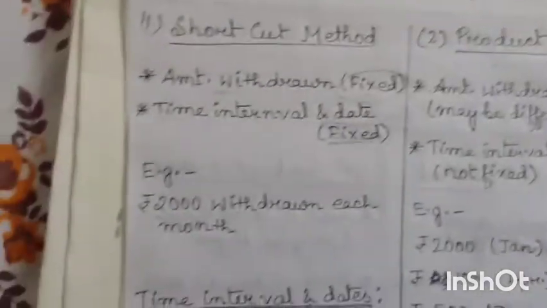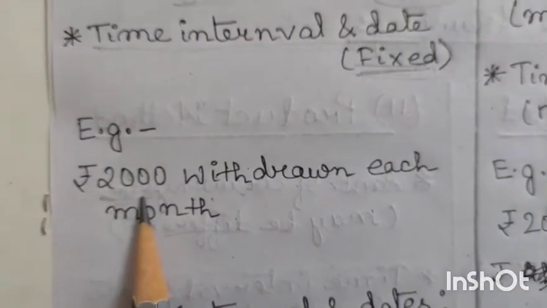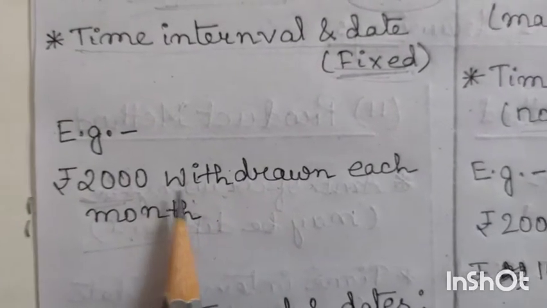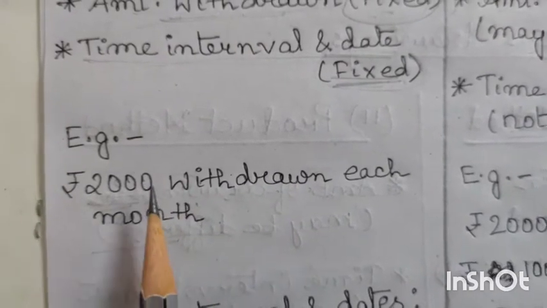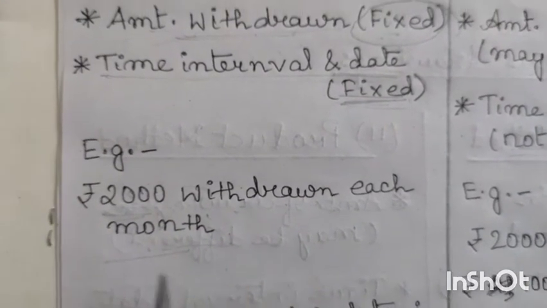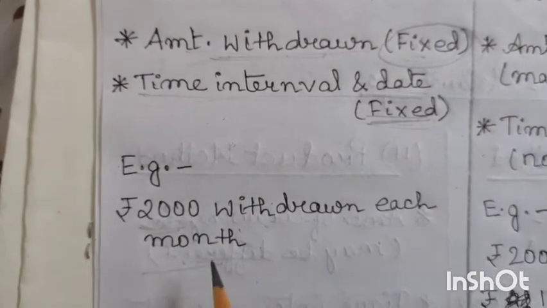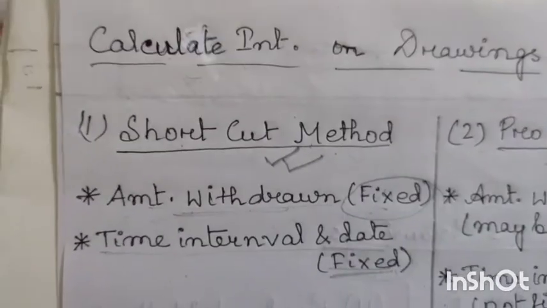What does it mean? See, I have given one example. 2000 rupees is withdrawn each month. Means in a year you are withdrawing 2000 every month and the amount is the same. Means for 12 months you will be withdrawing 2000 only. So in such cases you will follow the shortcut method.